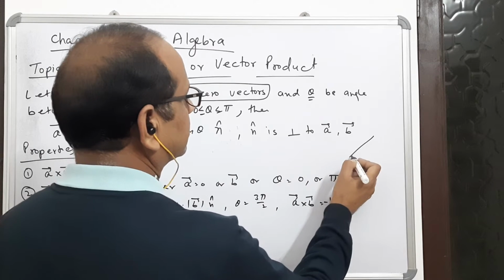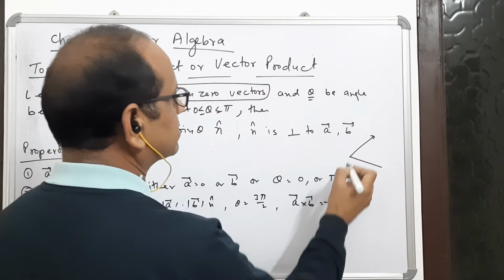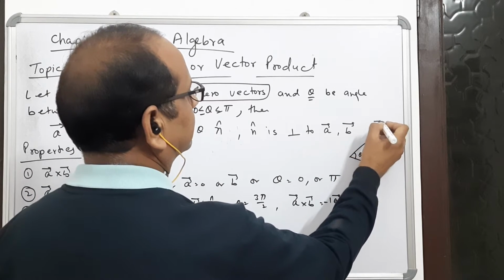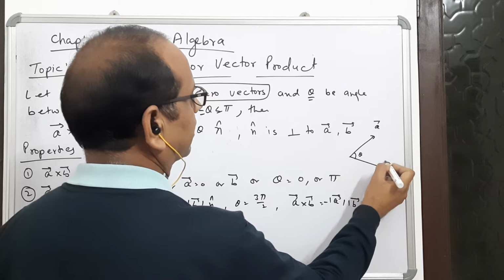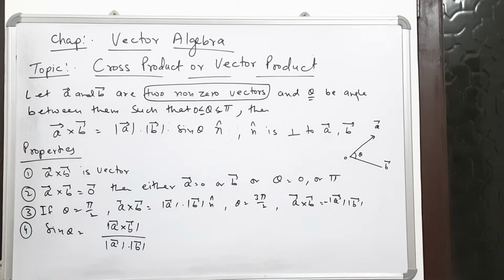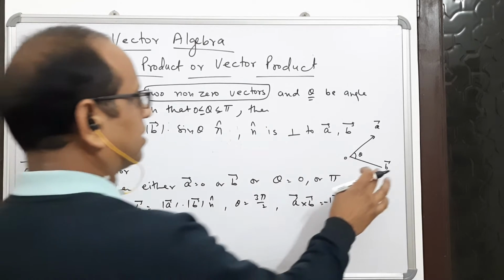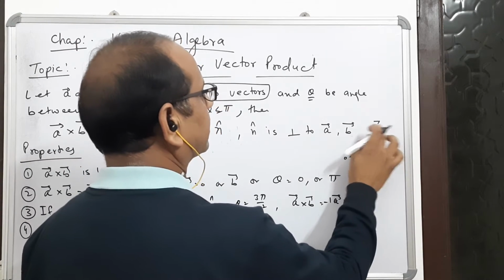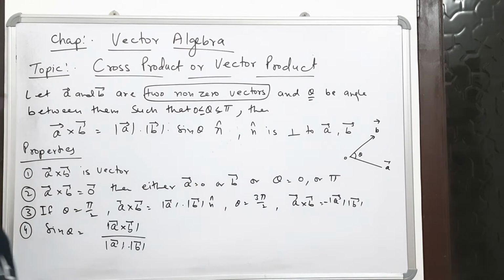These are two vectors, and this is the angle between them. This is vector A and this is vector B. Better you take A here and B here, then I will be able to explain more nicely. You can take the reverse also, no problem. And theta is the angle between them.